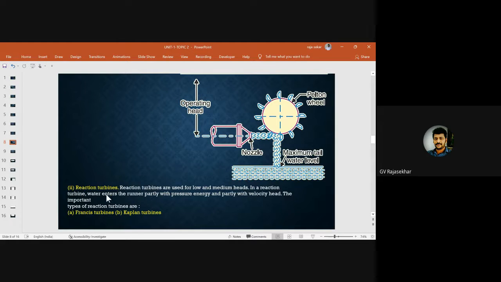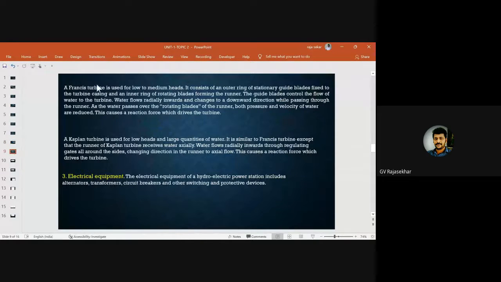So in reaction turbines, there are two types. One is Francis turbine, second one is Kaplan turbine. Very, very important. So a Francis turbine is used for low to medium heads. It consists of an outer ring of stationary guide blades fixed to the turbine casing, and an inner ring of rotating blades forming the runner. The guide blades control the flow of water to the turbine.